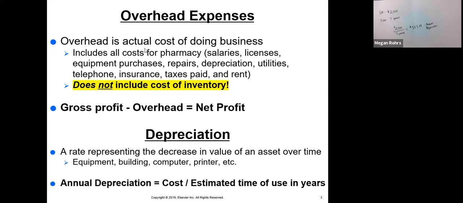Now, very important to note, the overhead never includes inventory. So please make sure you remember that. It's going to be very important when we get into some of these calculations here. So overhead is the cost of doing business, does not include inventory.